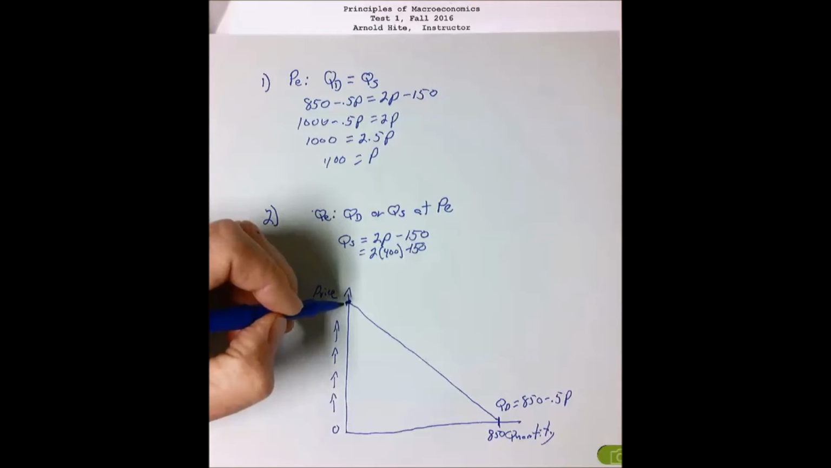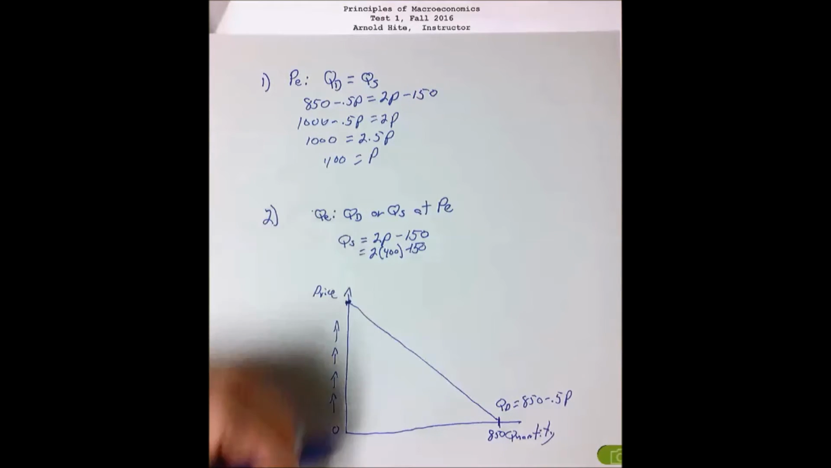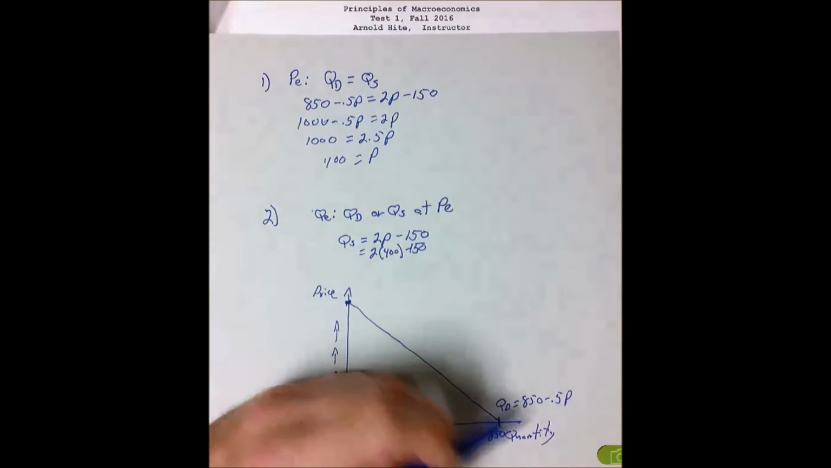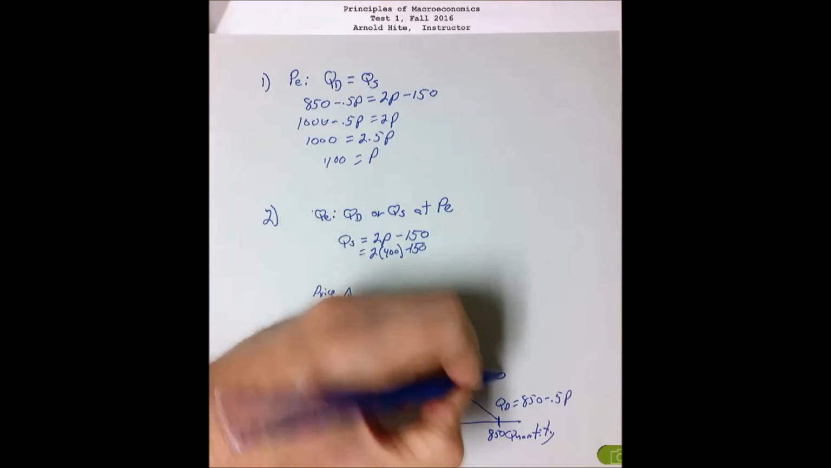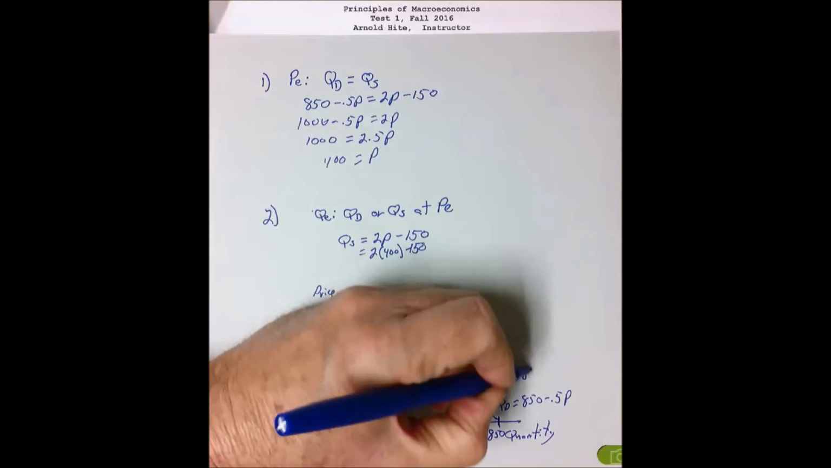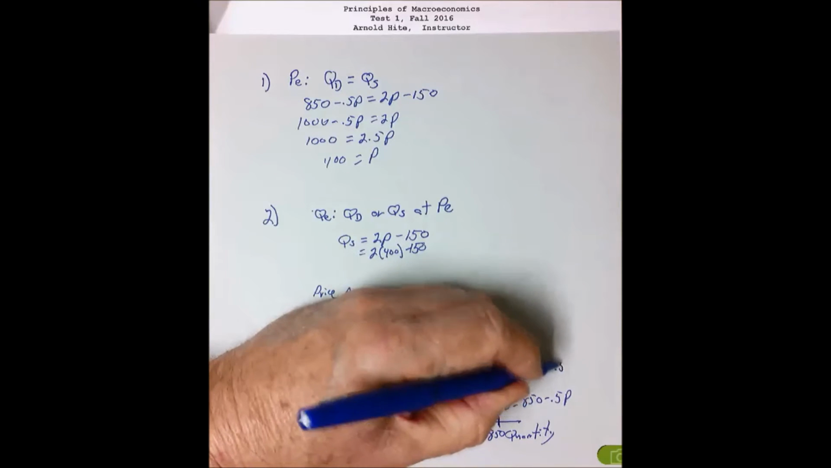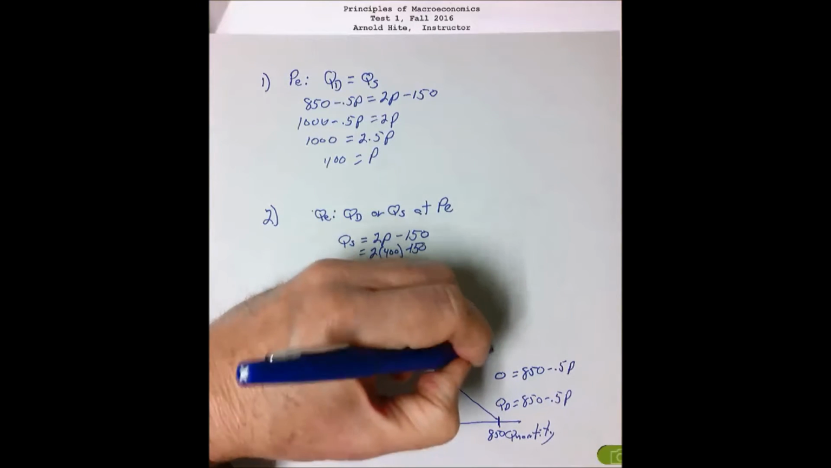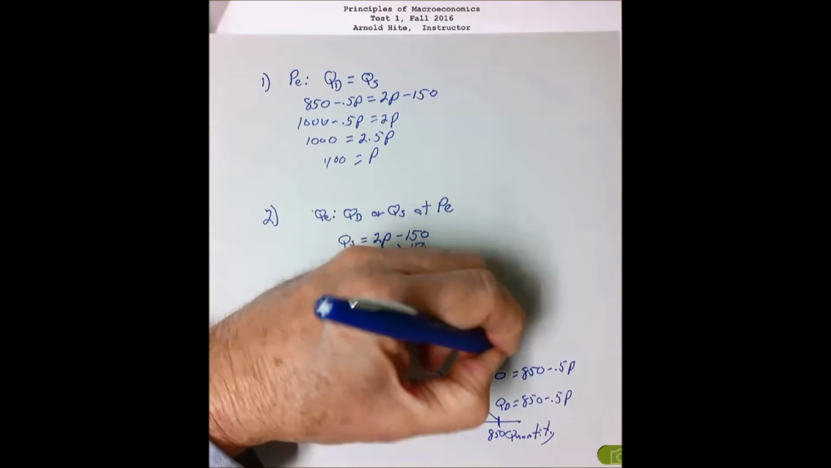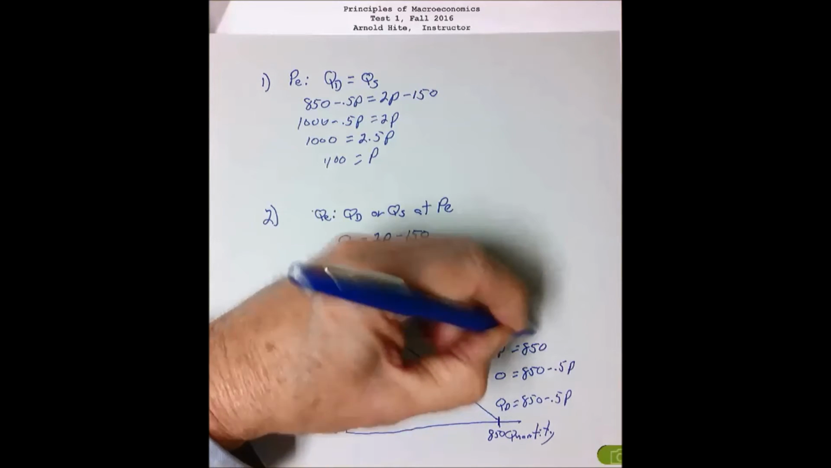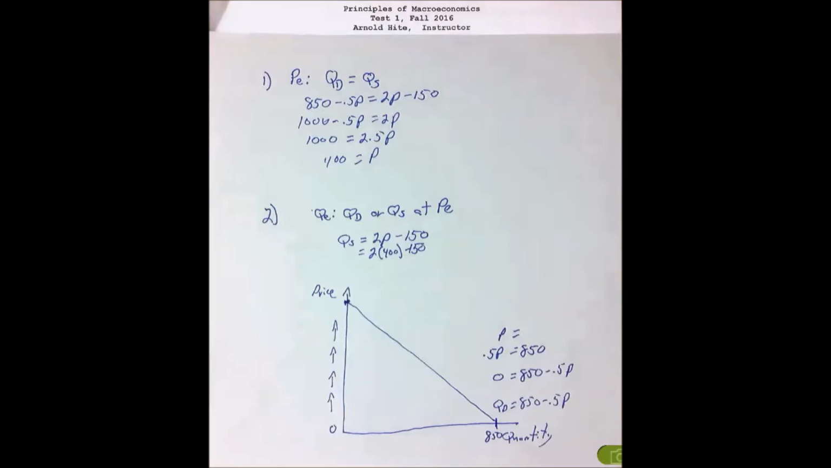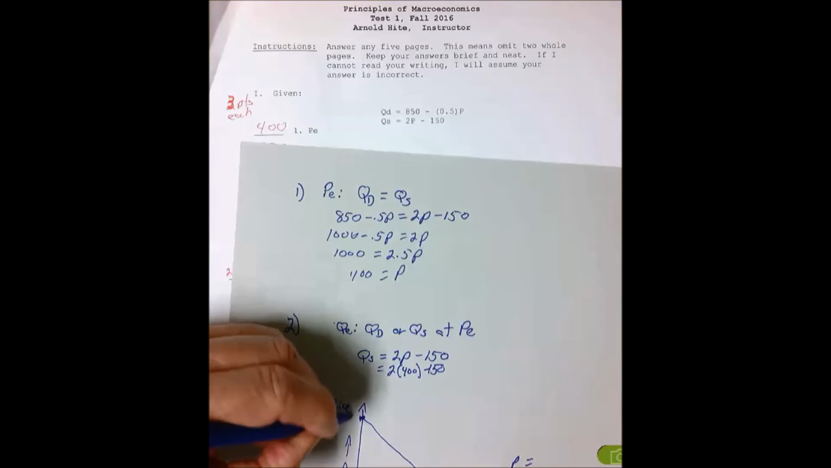And the way you figure that is, that's a place where the quantity demanded is 0, and we're solving for the price. So you would just set 0 equals 850 minus 0.5p. Adding a half a p to both sides, we get 0.5p equals 850. Dividing through by 0.5, we would get, I don't remember that number, 1,700. So this number is 1,700 right here.